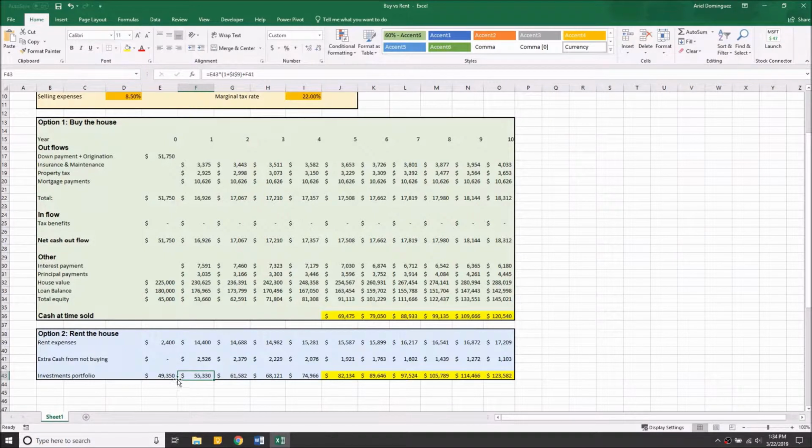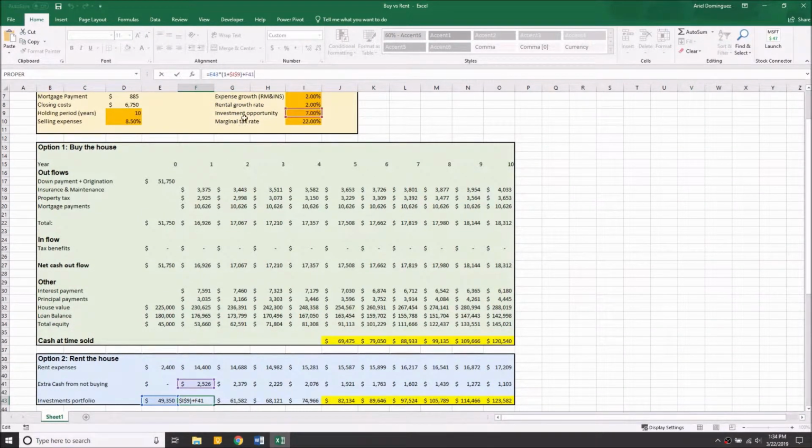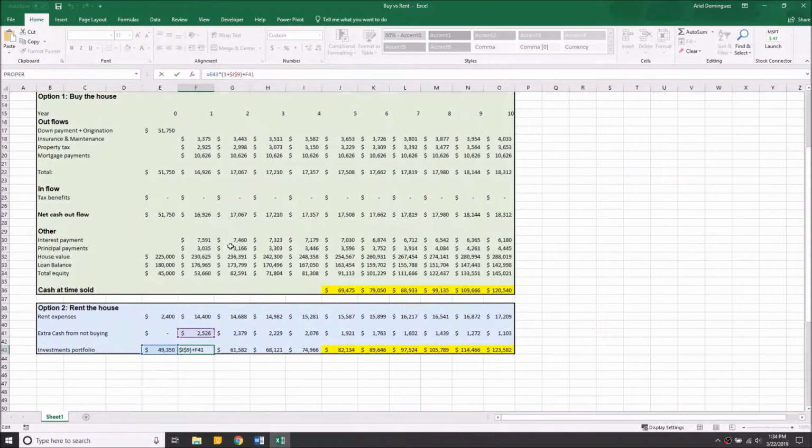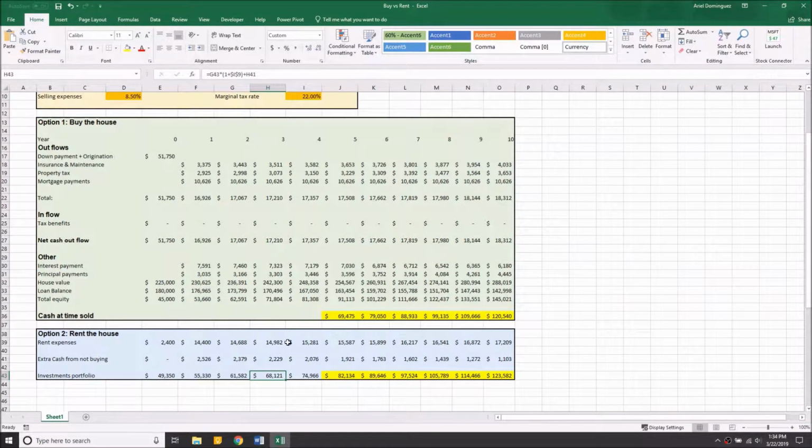That's what the investment portfolio line takes a look at, which basically takes the prior year, grows it at our growth rate, which is the investment opportunity, in this case 7%, and then it just adds at the end the difference. And that continues to go on for the years as you're a renter.